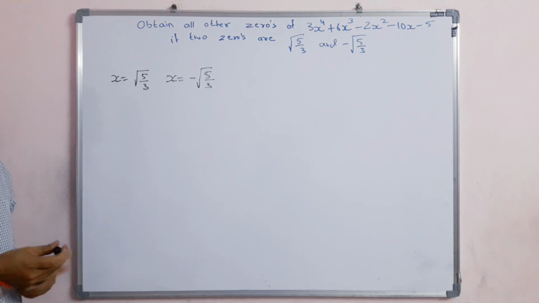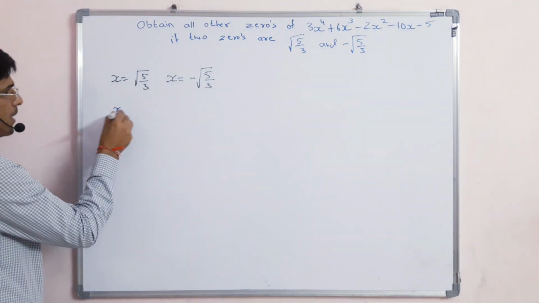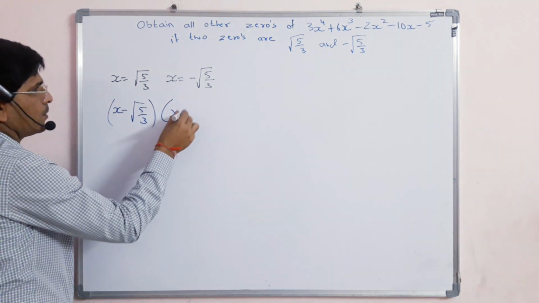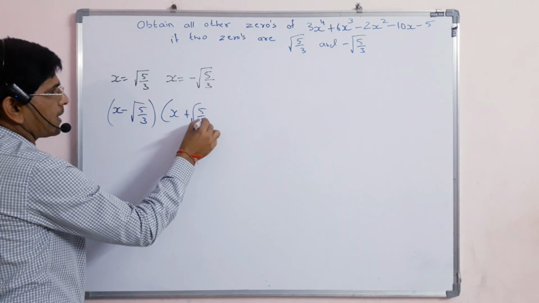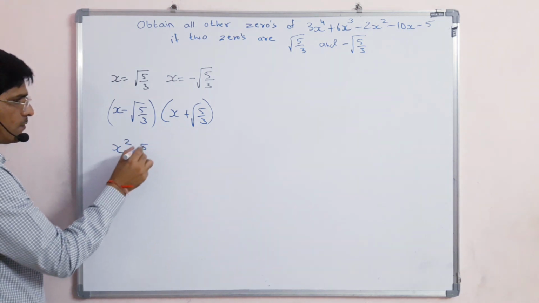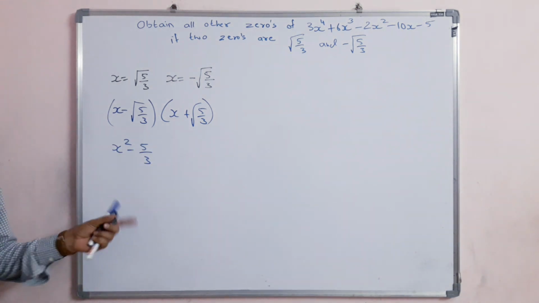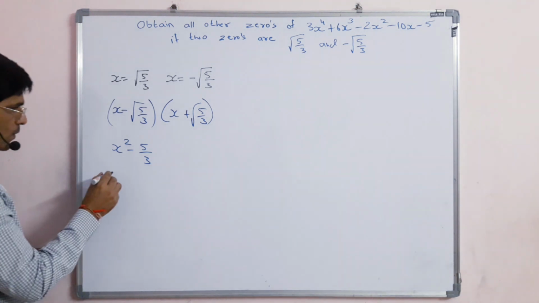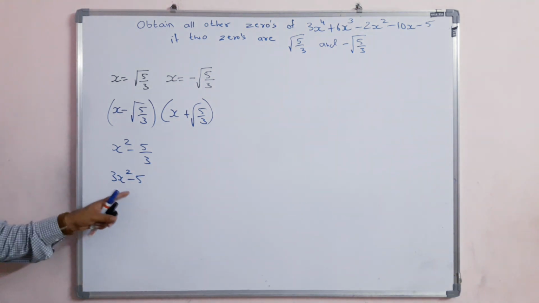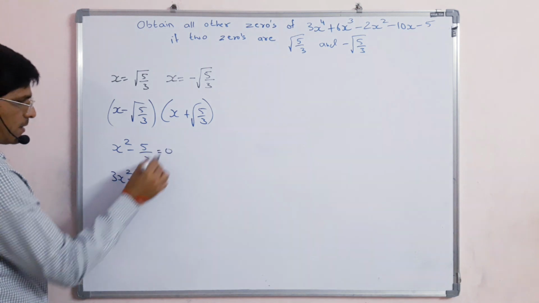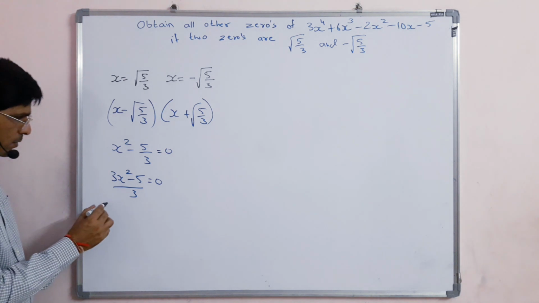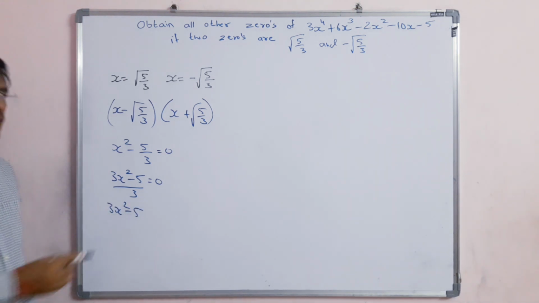Now we have to make factors of it, that is (x − √5/3) and (x + √5/3). Again, it is a difference of squares, so x² − 5/3. If we simplify it, we have to write 3x² − 5. You will ask me, sir, what happens to the 3? The 3 goes away, as it is a constant factor. So 3x² − 5.